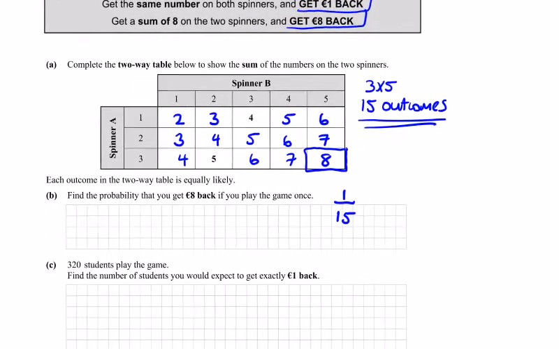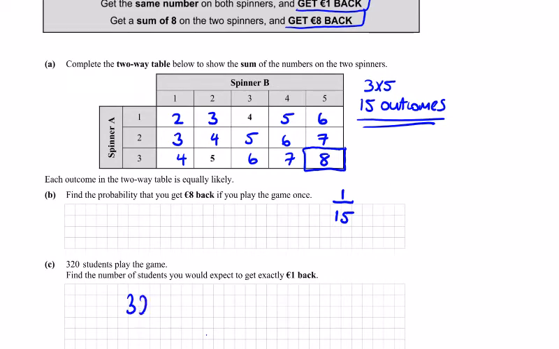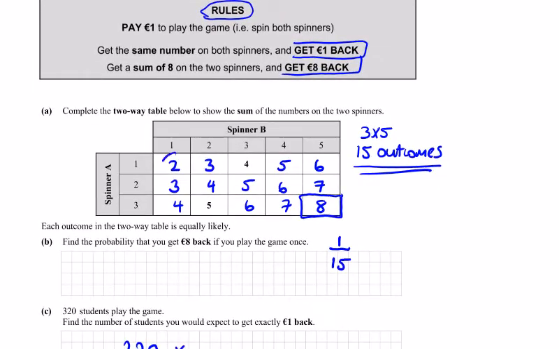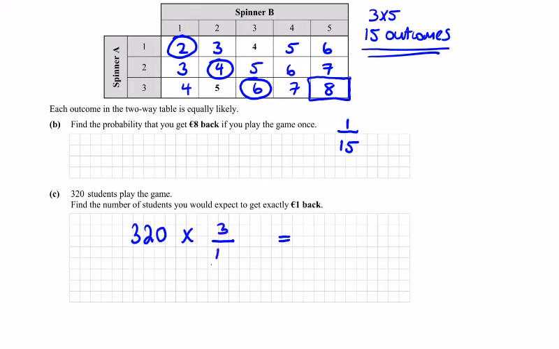And 320 students play the game. So this is relative frequency. 320 times the probability of something happening will be our answer. They get €1 back, and €1 back is the same number on both spinners, so that will be a 1 and a 1, a 2 and a 2, or a 3 and a 3. There's no other two numbers the same. The 4 and 5 are not on the other spinner. So there's 3 chances out of 15 of getting €1 back. That's the same as 1 over 5. So a fifth of 320 is 64 students would expect to get €1 back. Just type this into your calculator.